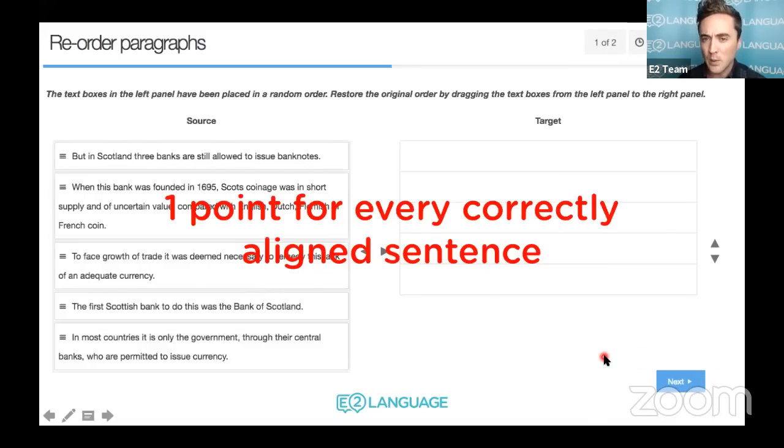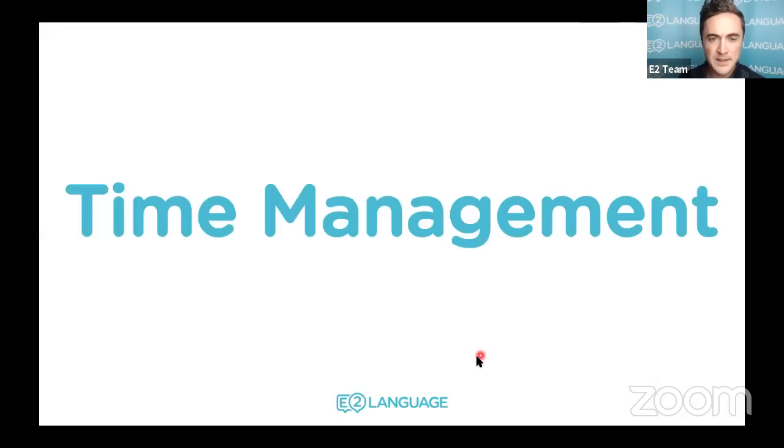You get 1 point for every correctly aligned sentence. So this paragraph has 5 sentences, right? Let's say you get one of those sentences in the wrong spot. That means another sentence will also be in the wrong spot. It will mean that you will get 3 out of 5, okay? So there's no negative marking, but you just simply don't get marks for the ones that are incorrectly aligned. So the name of the game is to just align these sentences, put that paragraph back together.